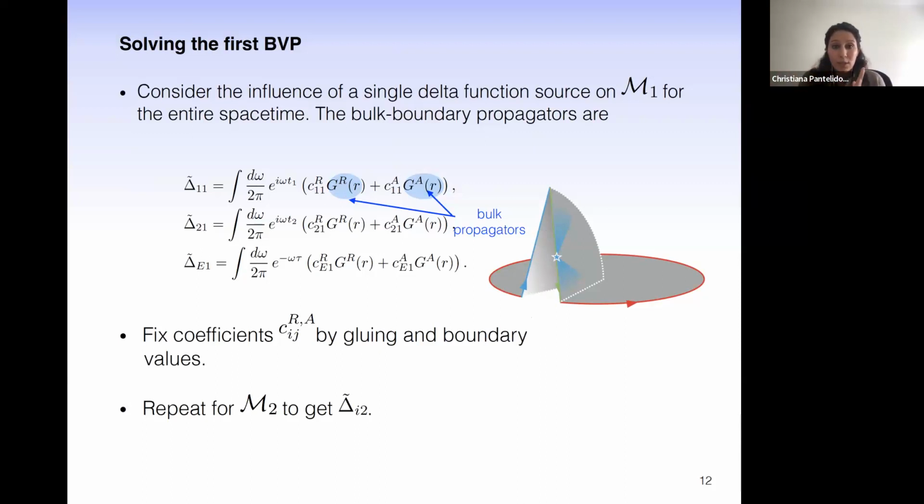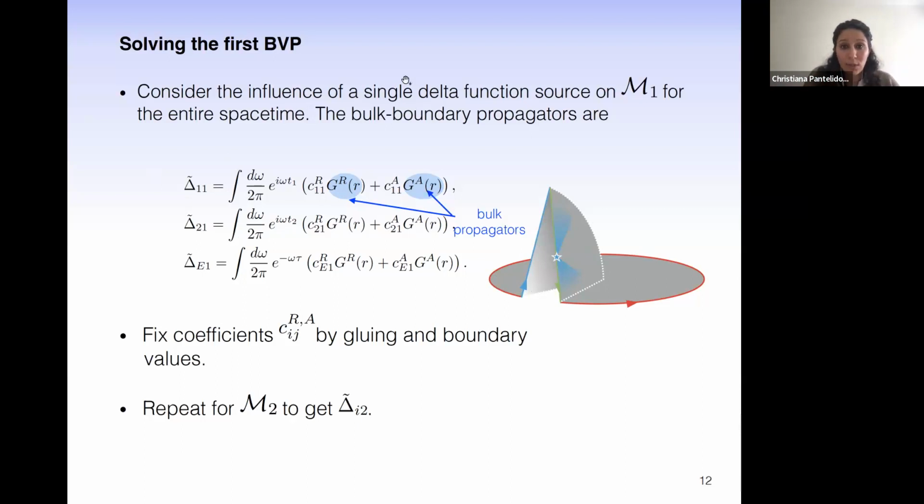We'll measure this influence by considering the bulk to boundary propagators. Then we'll put a delta function source on the boundary of segment M2, and once again compute the influence of that delta function on all three segments. And then if we have all those bulk to boundary propagators, we can simply convolve those with the sources in order to get the actual fields psi 1, psi 2, and psi e on all three segments. So that's the plan. Let's see how we do that in more detail.